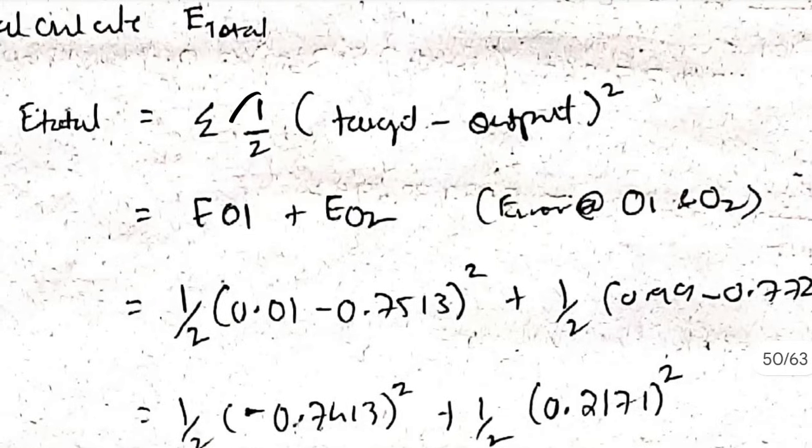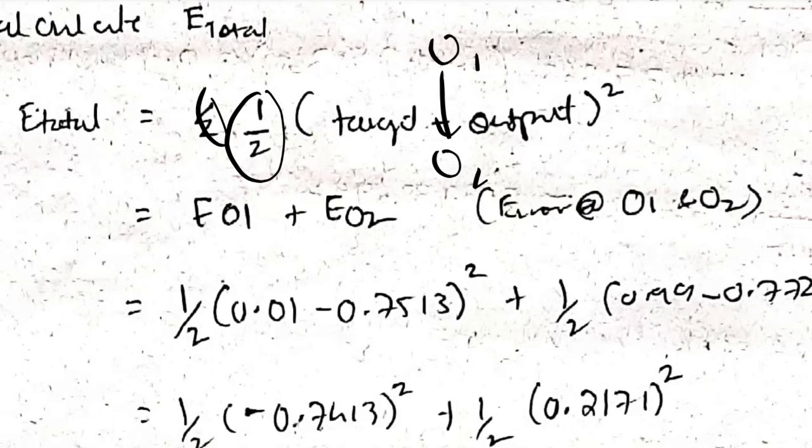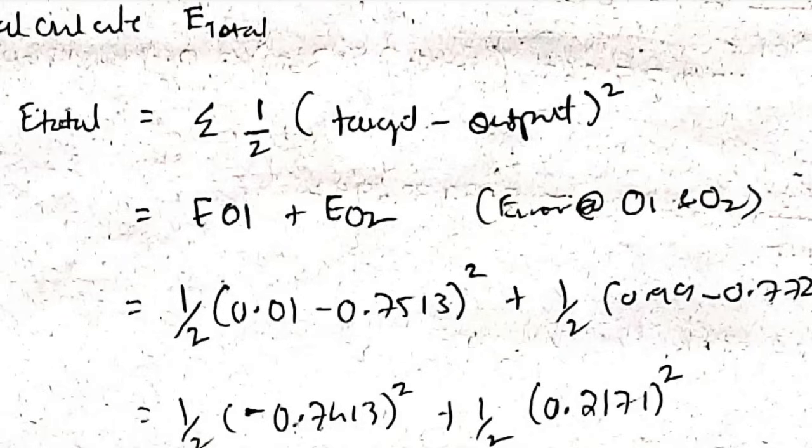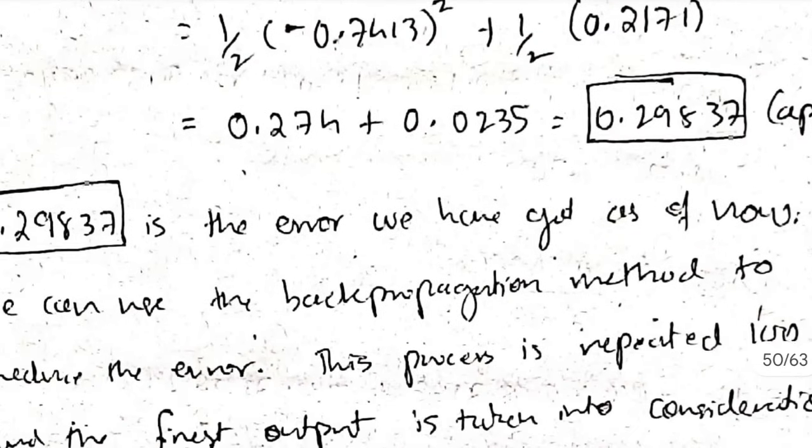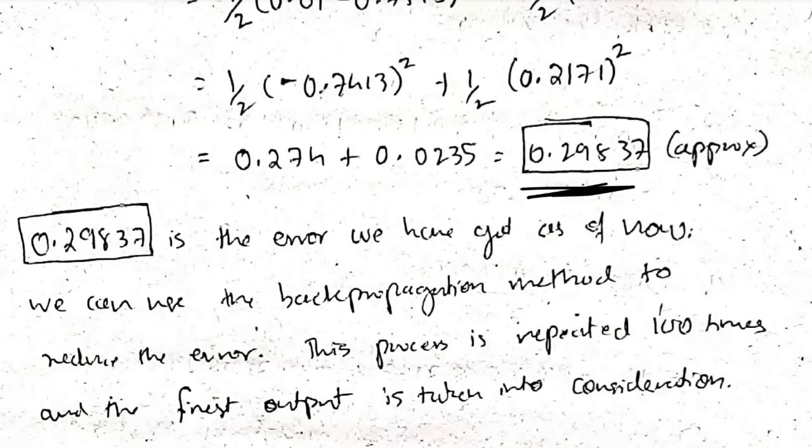E total is equal to summation of half. Summation means for O1 one error will be there, O2 error will be there. Just add them both. Target minus output, what is the error? Square it and take half. Again add it to the second error and tell me the final answer. The final answer will be 0.29. This is the approximate error which we are getting.